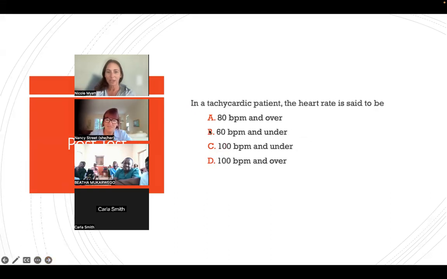Great. In a tachycardic patient, the heart rate is said to be, so what do we say tachycardia is? D, yes, exactly. So remember, bradycardia is less than 60, and tachycardia is greater than 100. Very good.